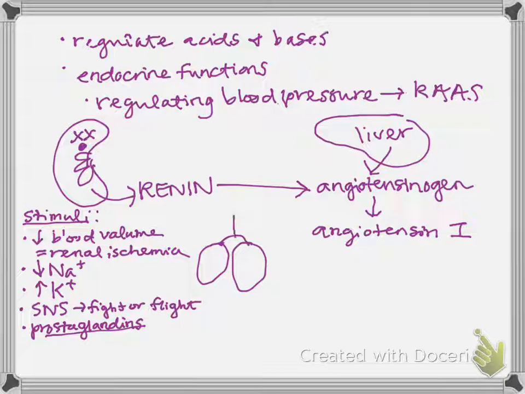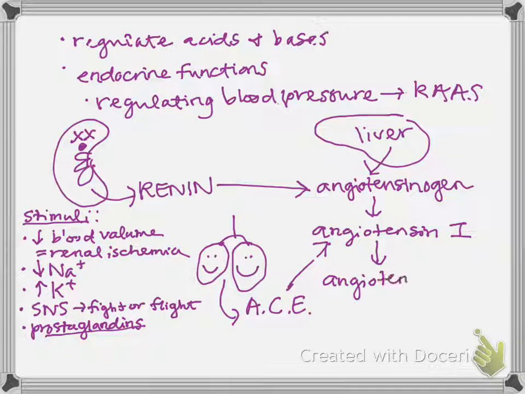Your lungs release something called angiotensin converting enzyme. Now, angiotensin converting enzyme interacts with angiotensin 1 and converts that to angiotensin 2, and this is when the action really starts to happen. So the first effect that we're going to talk about is potent vasoconstriction.